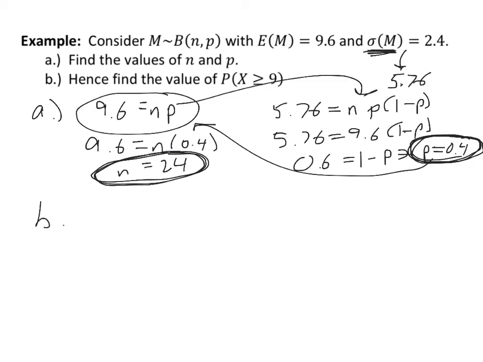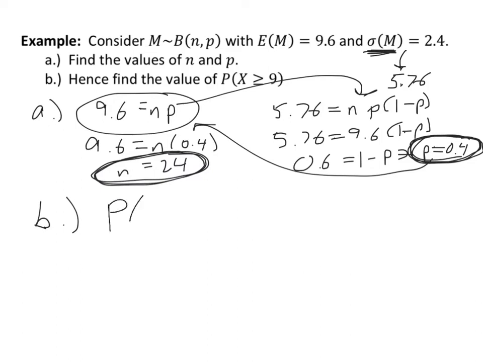Okay. Now part B, they now want to know, hence find the value of X being greater than or equal to 9. And actually, before we do this, I want you to think for a moment. Think, like, should this be a larger probability or a smaller probability? You might sort of think to yourself, well, I'm expecting 9.6 successes out of 24, right? So I'm expecting more than 9 successes, and they want the probability being 9 or greater. This is probably going to be a largish probability. So we sort of go into it with this expectation that we're going to find a decent-sized probability.